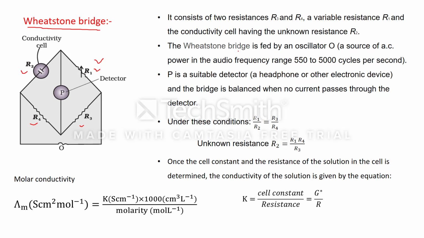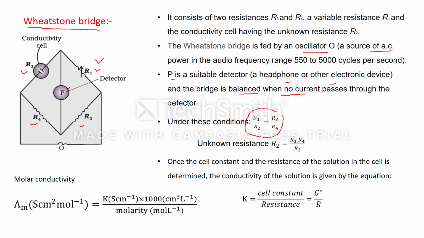Clear? The Wheatstone bridge is fed by an oscillator O, which is a source of alternating current, and P is a suitable detector. It may be a headphone or other electronic device, and the bridge is balanced when no current passes through the detector by changing this variable resistance. Once the bridge is balanced, it follows this condition.